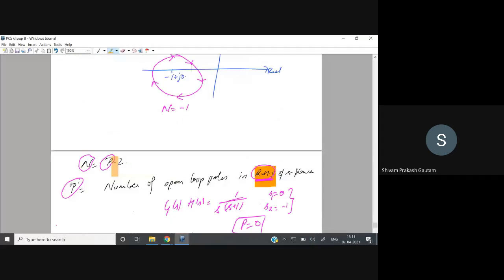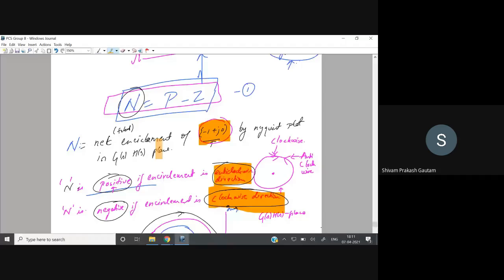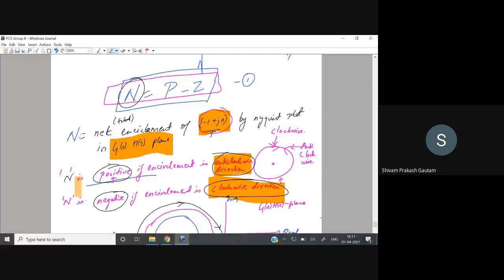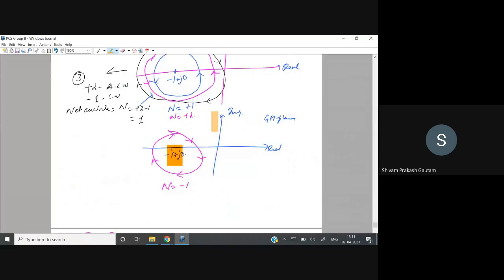Just see the definition. What is N? N is the encirclement of the -1 plus j0 point in the GH(s) plane. We draw the Nyquist and polar plot in the GH(s) plane, and the encirclement of this point is called N. If N is positive, it is anti-clockwise; if N is negative, it is clockwise. N is equal to 0 if there is no encirclement. For example, suppose this is our point -1 plus j0, it is encircling in clockwise direction. Therefore, N is equal to -1.